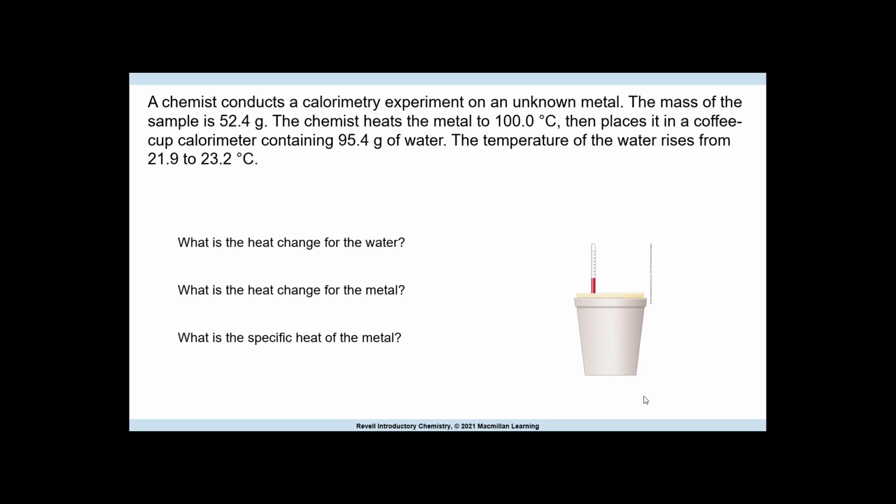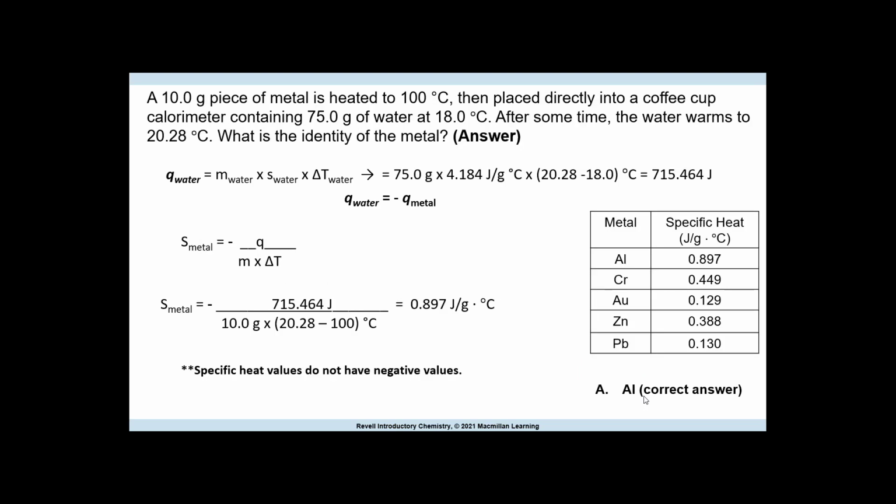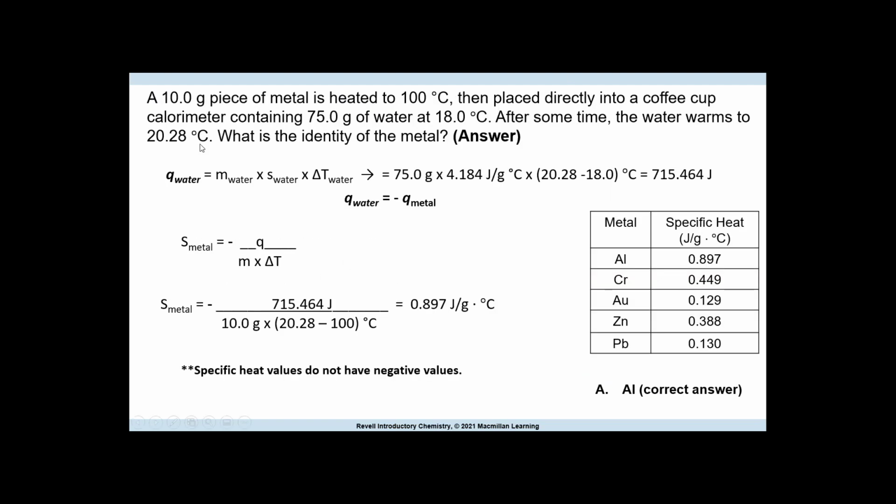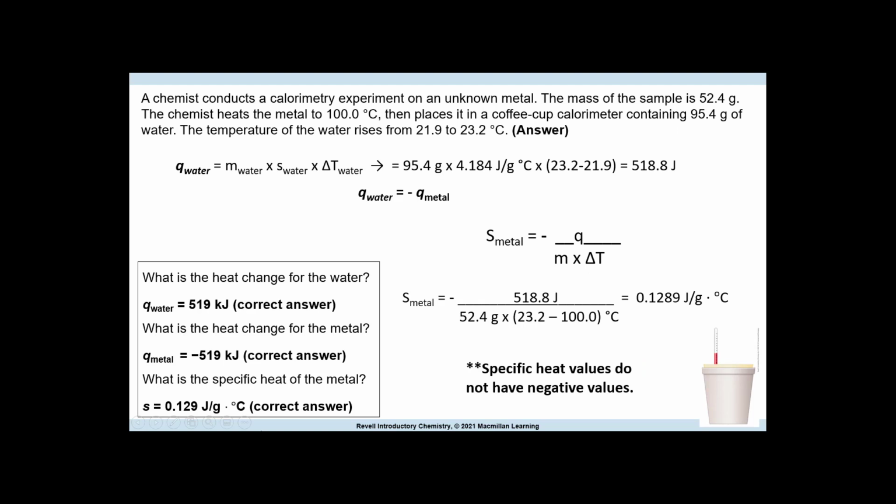So this looks like it's a complicated question, but really all it's asking you to do is solve it, just like this one. You're just going to take everything and solve it. The heat change for the water ends up being the heat change for the metal. So once you plug this in, then you get this one, and then you plug that in, and then you get the specific heat. So it's exactly like the previous problem.